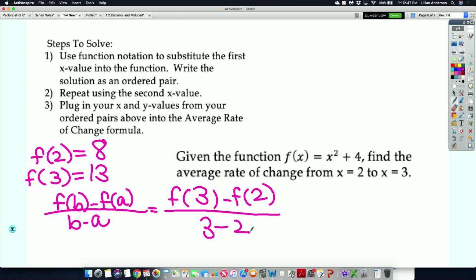Okay? You don't have to write this step right here, the one that I just wrote. I'm just doing it, if anything, for the video's sake. Okay? Just in case someone who's watching might not understand. All right? Or even for the quiet one. Okay? F of 3 is 13. F of 2 is 8. And I'm going to do 3 minus 2 on the bottom. So my average rate of change from x equals 2 to x equals 3 is 5. How is this?